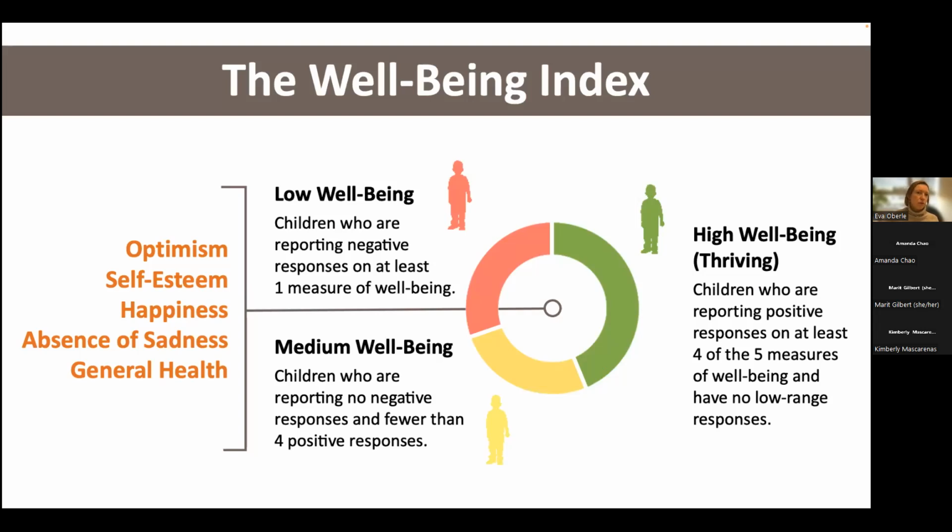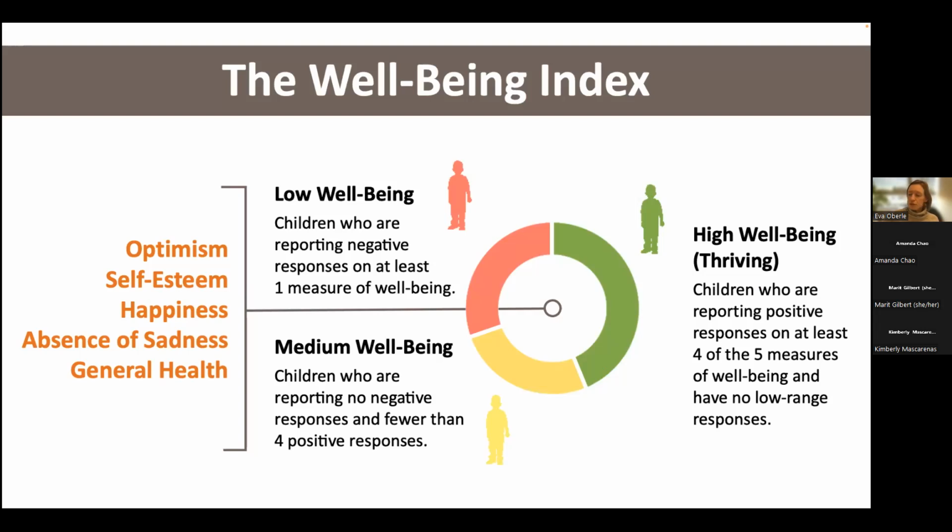And those who fall into a medium well-being range, these are children who will be reporting no negative responses, but also fewer than 4 positive responses. Those are those who are kind of in the neither-nor range. They're in a medium well-being range.